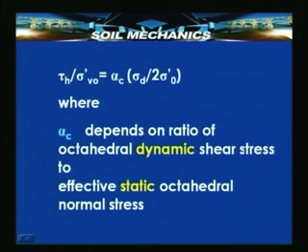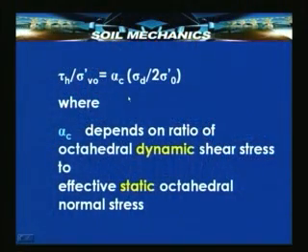Suppose you want to relate the simple shear test results with triaxial shear test results, that is possible by relating the cyclic stress ratios through a parameter alpha c, and incidentally this alpha c depends upon octahedral dynamic shear stress divided by effective static octahedral normal stress. So, this shows how in yield theories the octahedral shear stress plays an important role.